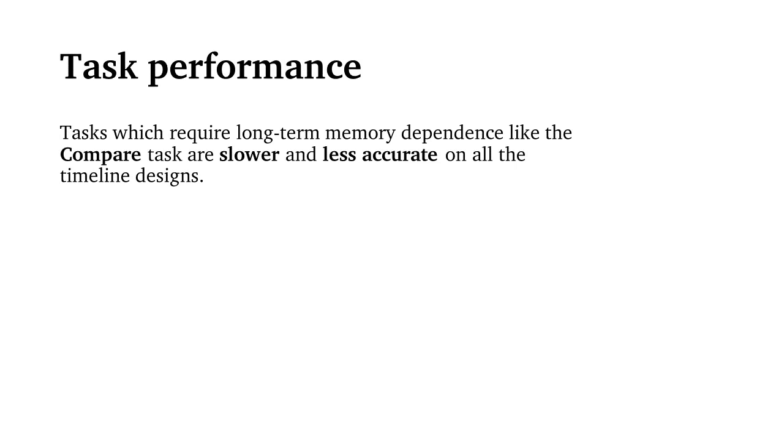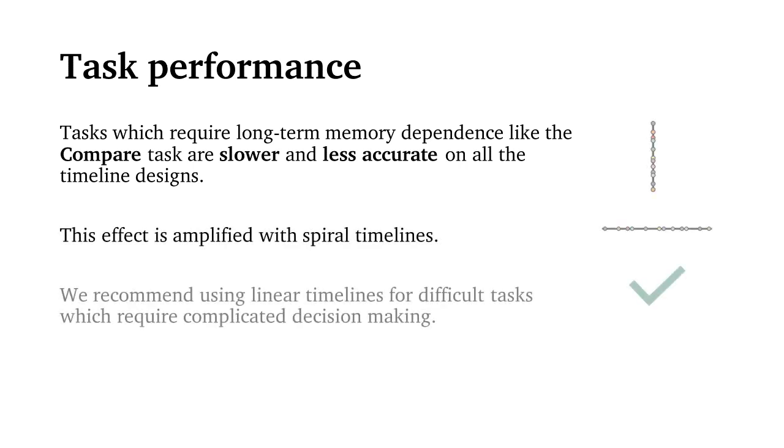Regarding task performance, tasks which require long-term memory dependence, like the compare task, are slower and less accurate on all the timeline designs. This effect is amplified with spiral timelines. We recommend using linear timelines for difficult tasks which require complicated decision-making.